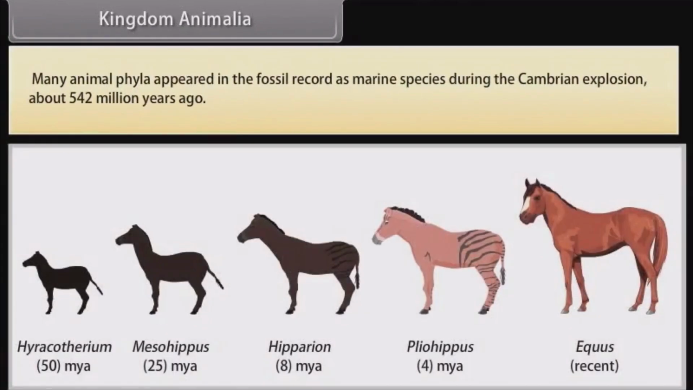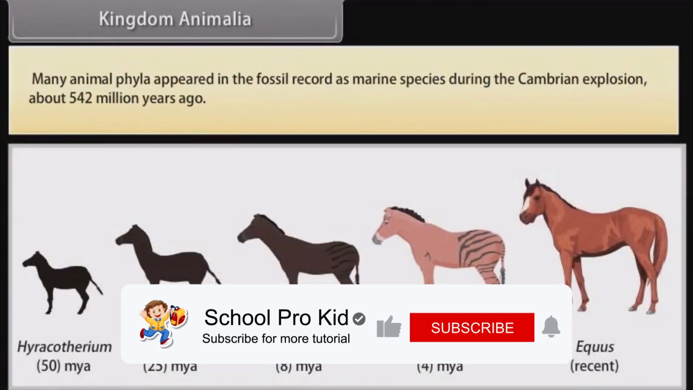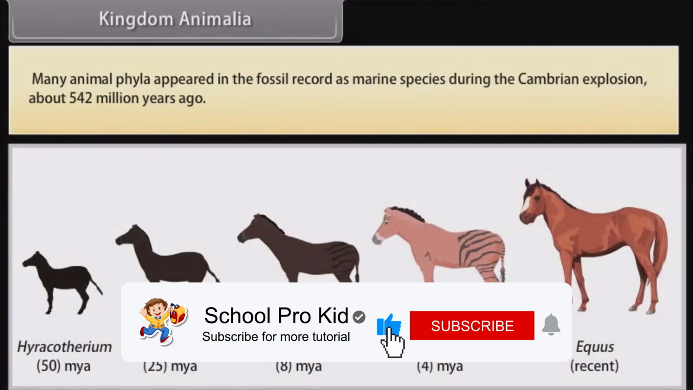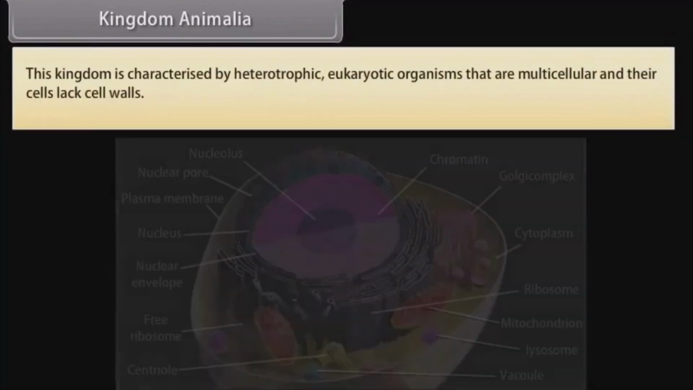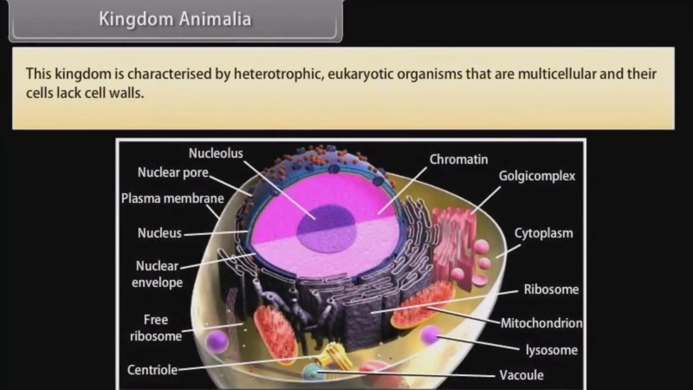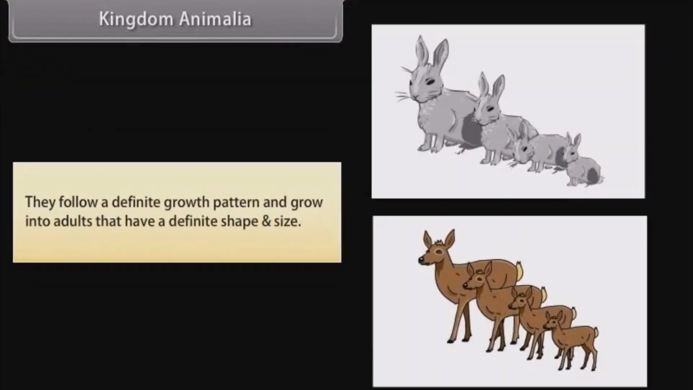Many animal phyla appeared in the fossil record as marine species during the Cambrian explosion about 542 million years ago. This kingdom is characterized by heterotrophic eukaryotic organisms that are multicellular and their cells lack cell walls. They follow a definite growth pattern and grow into adults that have a definite shape and size.